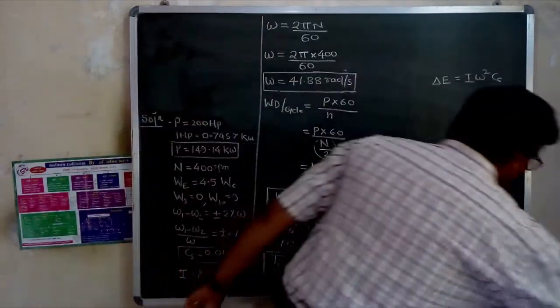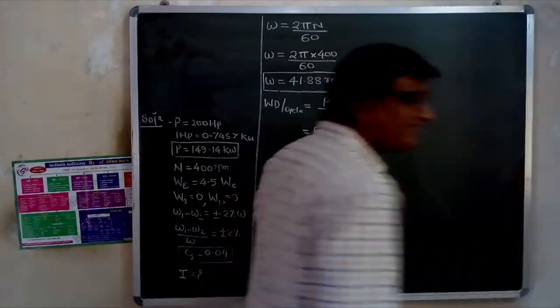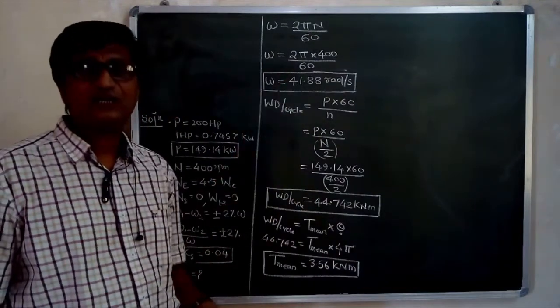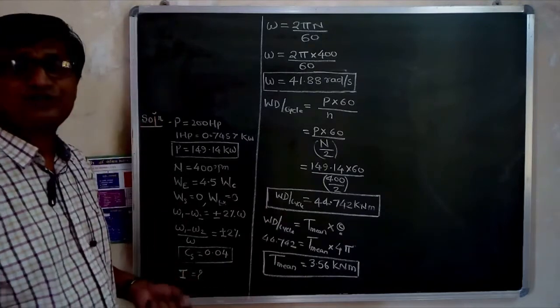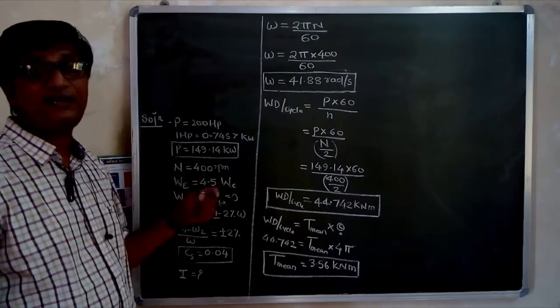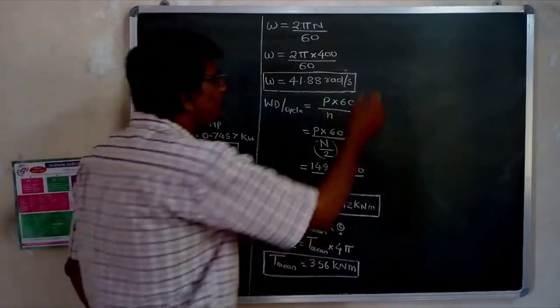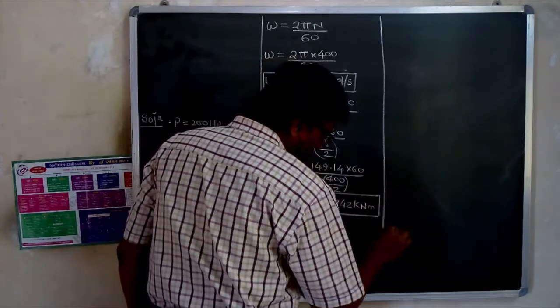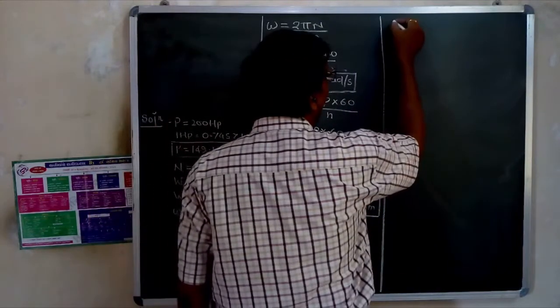So first of all, let us see how to calculate delta E. What is delta E basically? It is nothing but the fluctuation in the energy. As you know, fluctuation in the energy is nothing but the area above the T mean line. So let us draw the T theta diagram for a four-stroke engine. I will draw a T theta diagram.